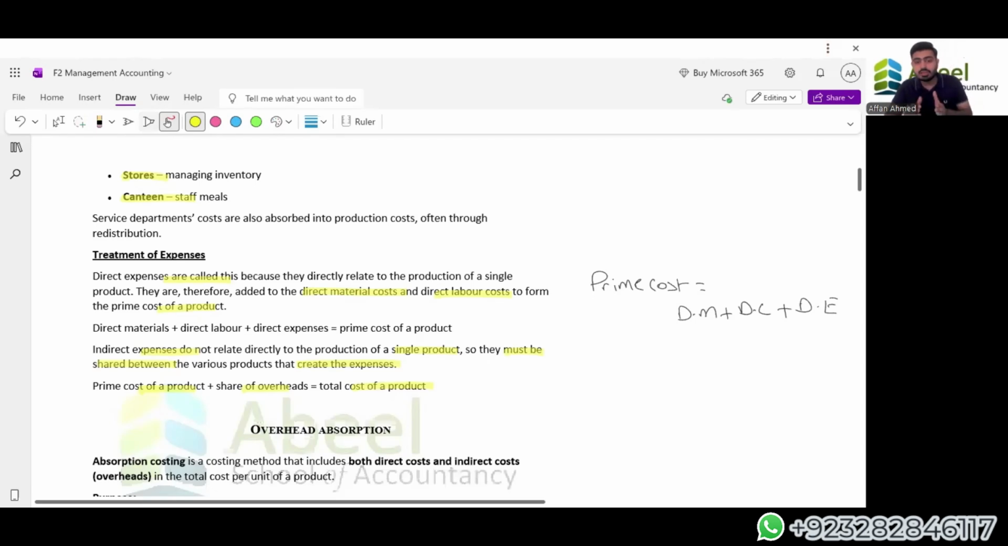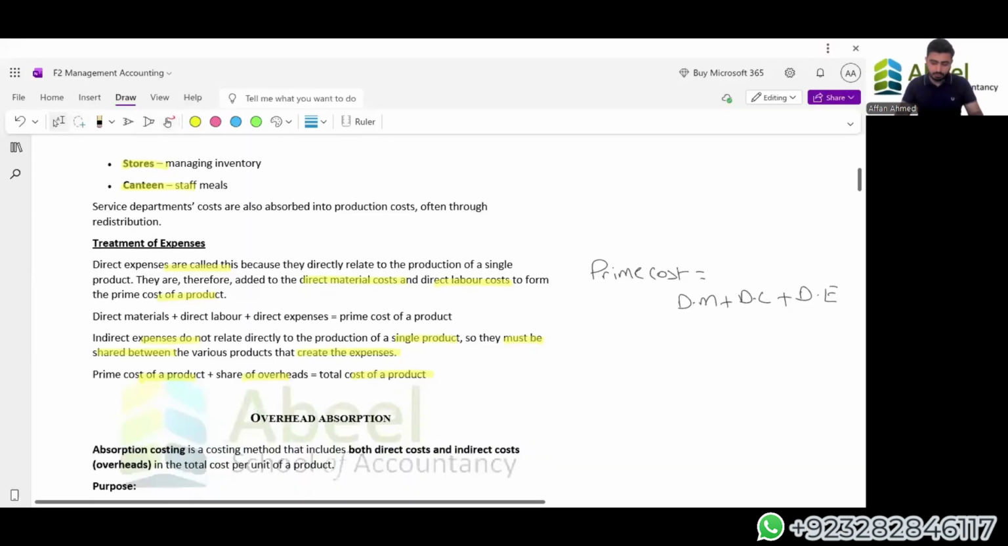Now, what we have to see here is how do we classify, how do we absorb, or how do we allocate indirect expense to a particular unit? That is the next thing that we are going to look at. Okay, now let's see how we do that.